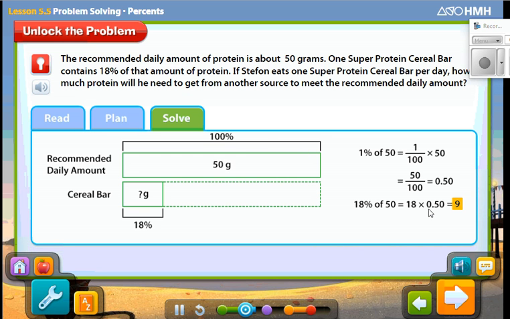How many more grams of protein does Stefan need to get from another source? Since the cereal bar has 9 grams of protein, subtract that amount from the recommended daily amount. To find the answer, subtract 9 from 50. So Stefan needs 41 grams of protein from another source.